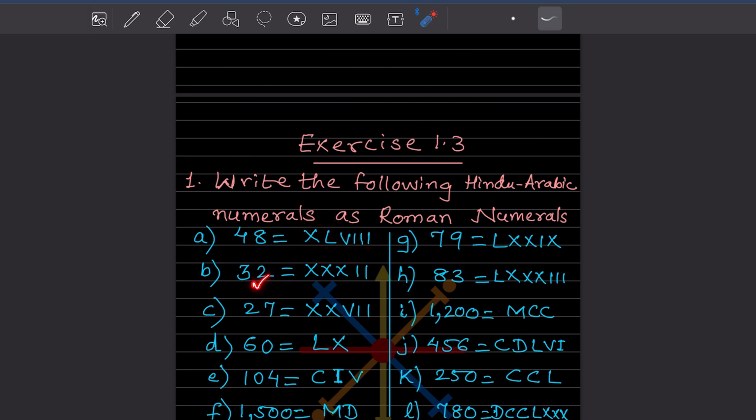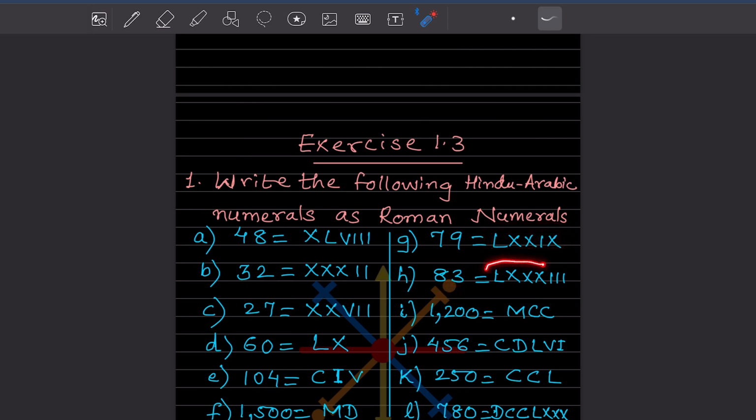So now this is 32. 32 means this XXX is 30 and this is 2. So 32. Then 27. You know XX is 20 and 7 means VII. Now LX is 60. Now look at here, 104. You know 100 is C and 4 means IV. Okay, 1500. 1500 means 1000, that is M, and 500 is D. Now comes 79. 79 means LXX is 70 and this IX is 9.